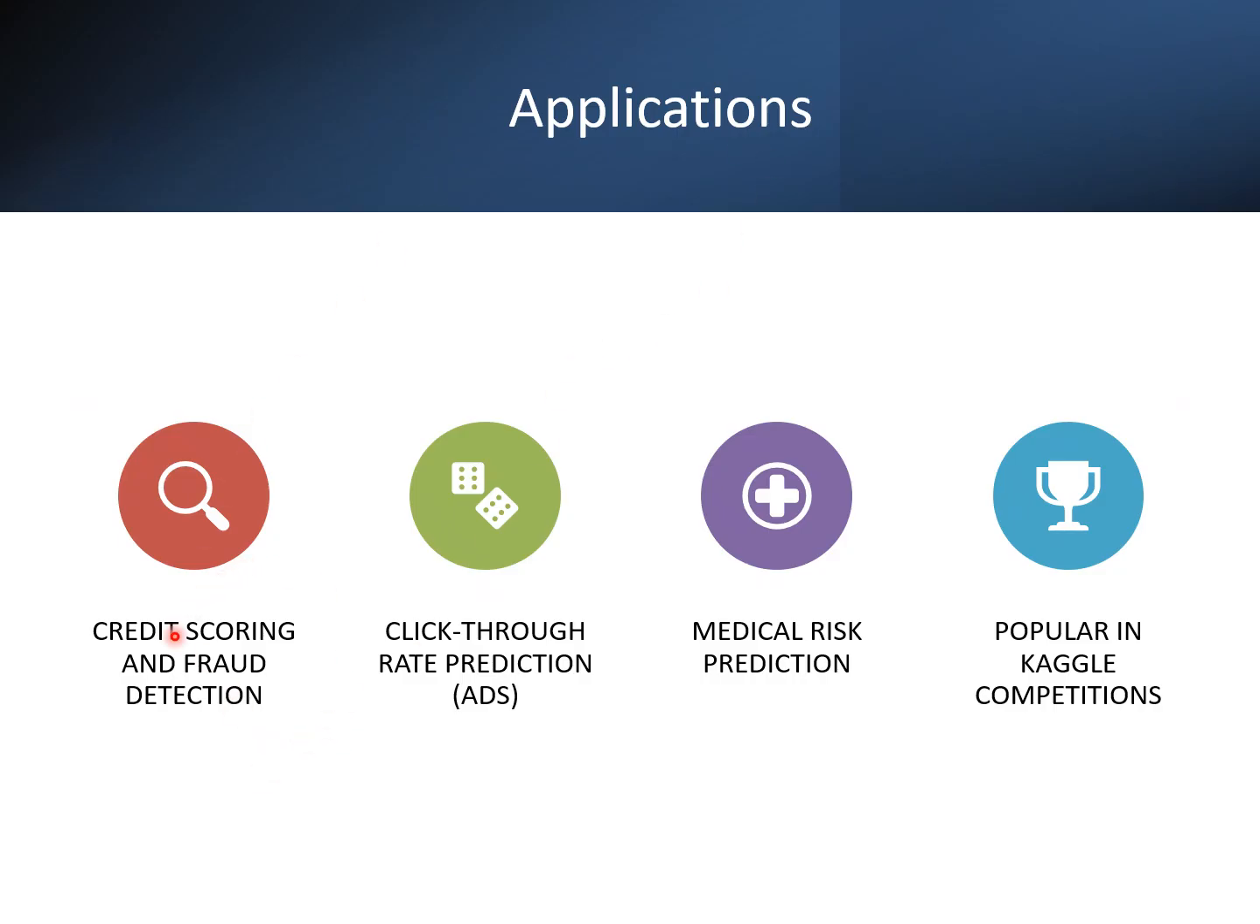So the applications: they are used a lot in credit scoring and fraud detection. They can be used in click-through rate predictions, especially these ads that we see. Maybe you're watching a video, you see some ads. Most of those ads that we see are actually built using machine learning. Also, we can use it in medical risk prediction. They are also popular in Kaggle competitions. The gradient boosting algorithms are very applicable in most real-world applications, especially in credit scoring, maybe trying to predict if someone is going to default or not if they give them a credit card, and so on.